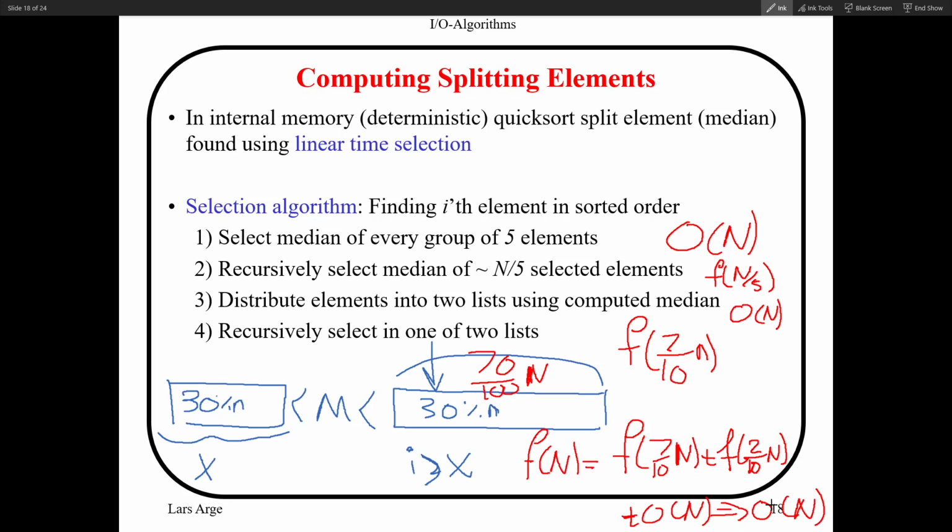So that's how the internal memory selection algorithm works. It's a linear time algorithm that basically works like this. And then in the next video, we're going to show how this can be generalized to the IO model.